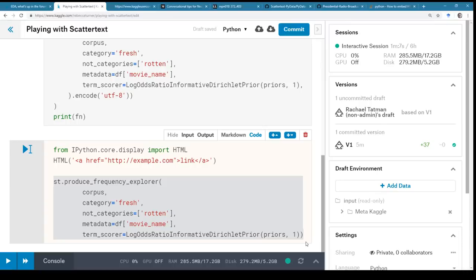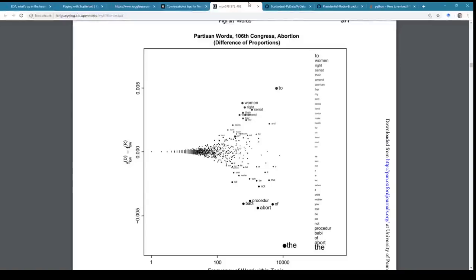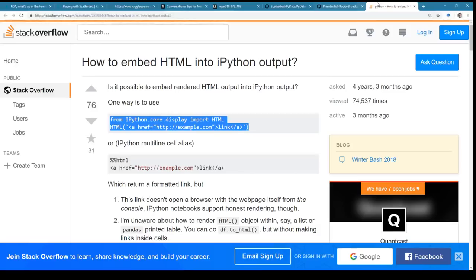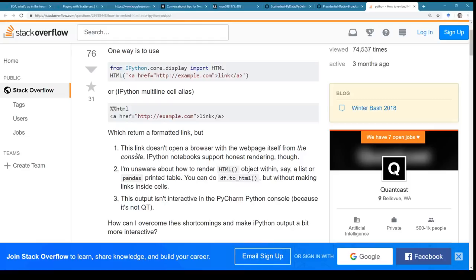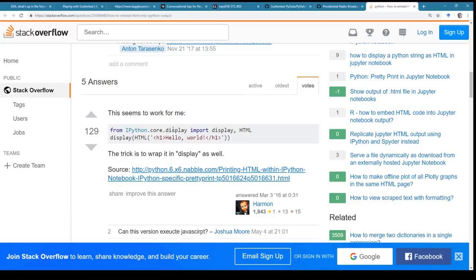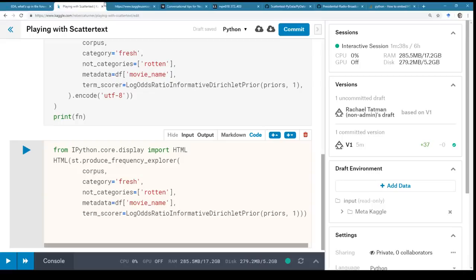So what if I give you this? What if I give you all of the HTML? Just in that, or do I have to say display? Let's see. Or Python multi-line cell alias, which return a formatted link. Okay, I see. I should probably take the code from the answer and not the question, huh? That would be a good choice, probably. Okay, so let's try this instead.